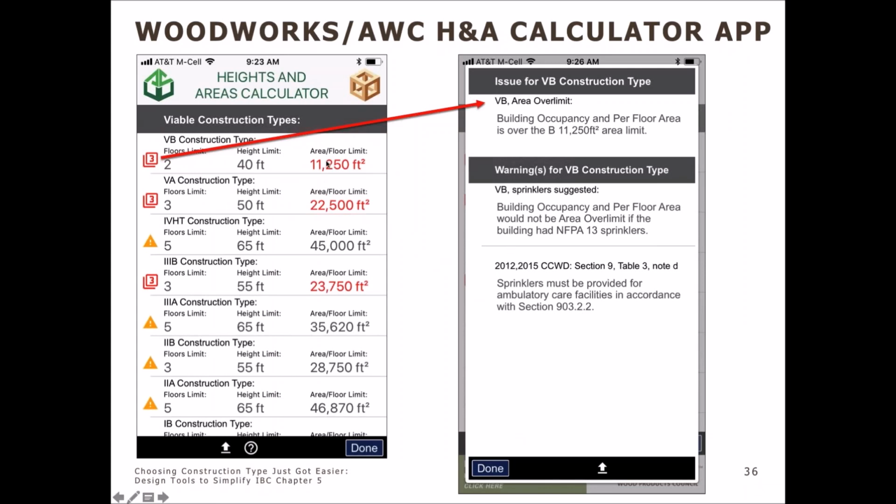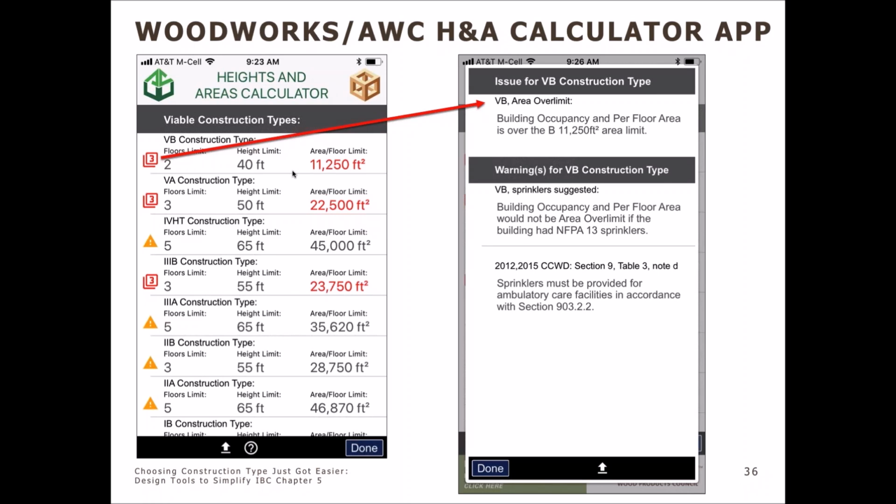On the left here, you see we've got some text in red, we've got some boxes in red. Easy way to remember this is red means stop. So if you see something in red, that means that it's listed as a viable construction type. So there's a possibility, say, of getting type 5B construction to work. However, we need to change some things in order to do so because something is in red.